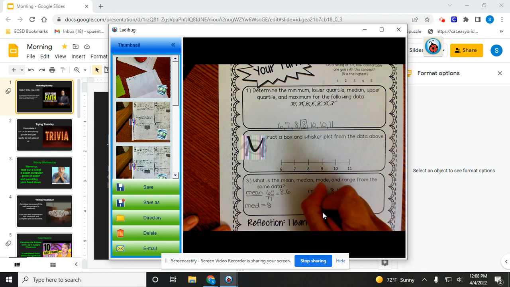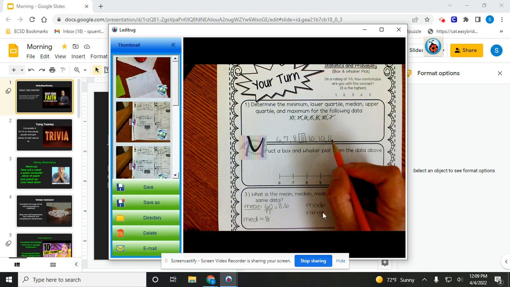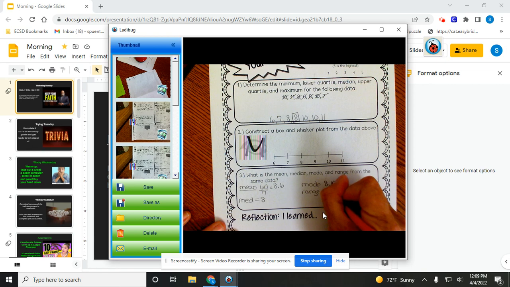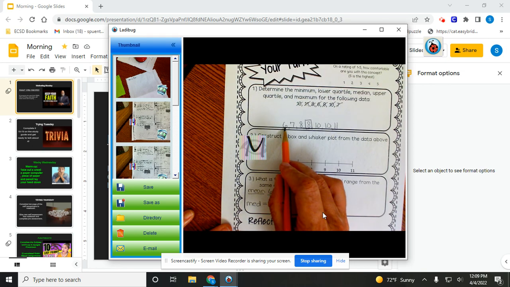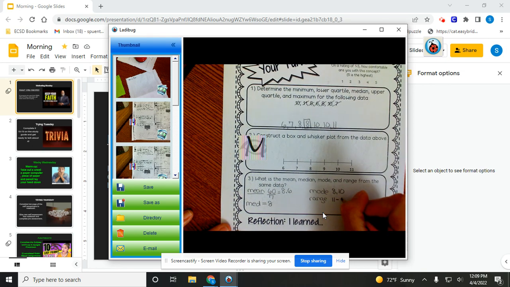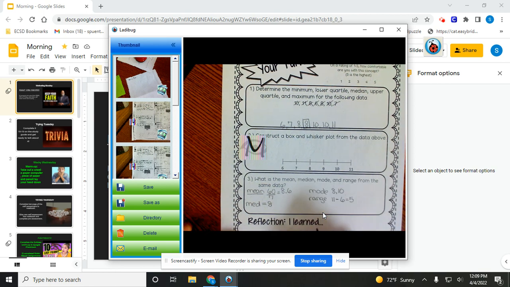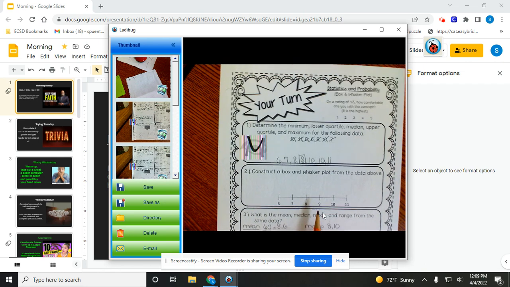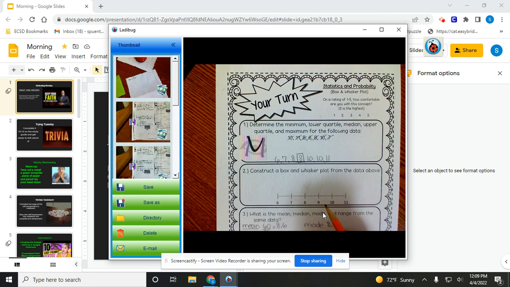And our range is very simple. So our range is going to be taking our max, which is 11, and we are going to subtract that from our minimum, which is 6. So 11 minus 6 is 5. So it's that simple with getting our mean, median, mode, and range. All right, so now let's go ahead and do all of our fun stuff over here.